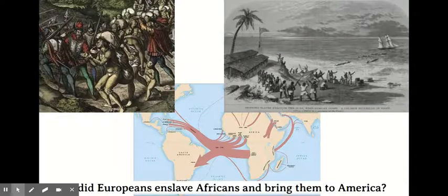This follows up with the question about slavery. Why did Europeans enslave Africans and bring them to America? The short answer is economics, money. The Europeans, mostly Spanish and Portuguese speaking, arrived in the New World after Columbus, and they wanted to get rich, so they demanded very quickly that the native people give them riches, gold, spices, and other resources.